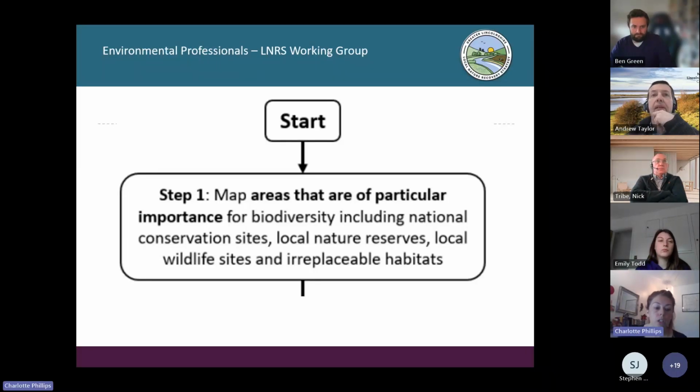So we've already mentioned that step 1 is to map areas of particular importance for biodiversity, and Emily went into detail of what that would include.